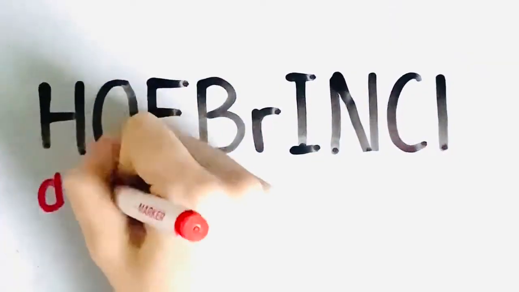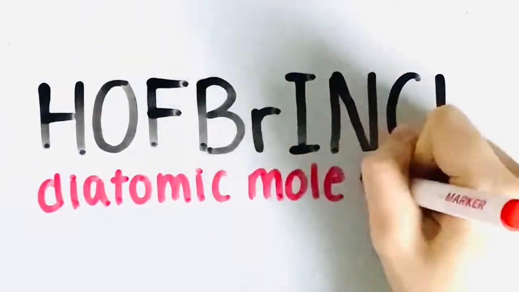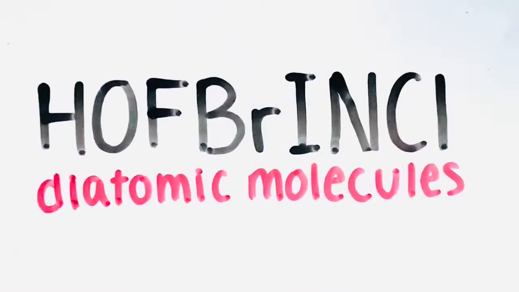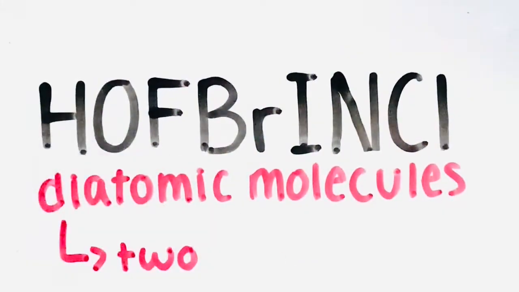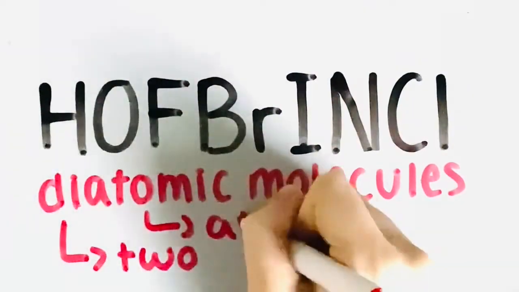Hofbrinkel is an acronym that stands for hydrogen, oxygen, fluorine, bromine, iodine, nitrogen, and chlorine. We use the acronym to remember our diatomic molecules, but they also help us remember their states. What's a diatomic molecule? A regular atom is found on its own, but a diatomic molecule is composed of 2 atoms, hence the prefix di meaning 2, and the word atomic meaning atom.